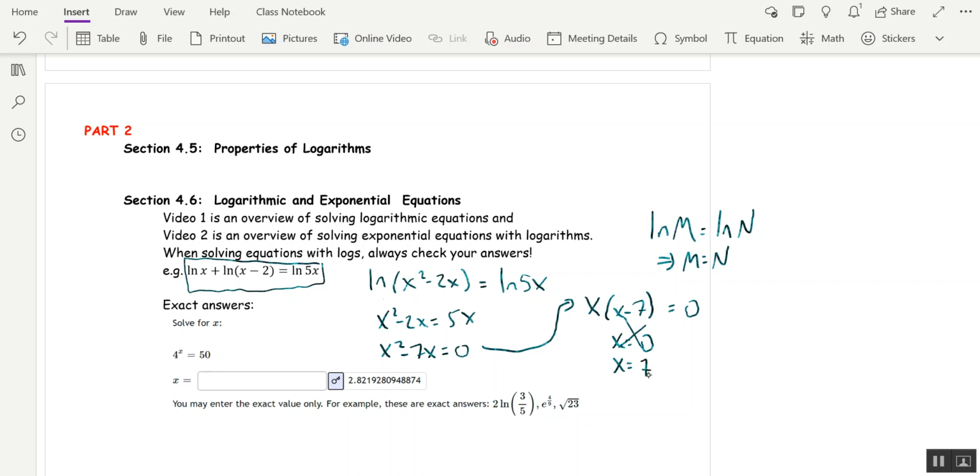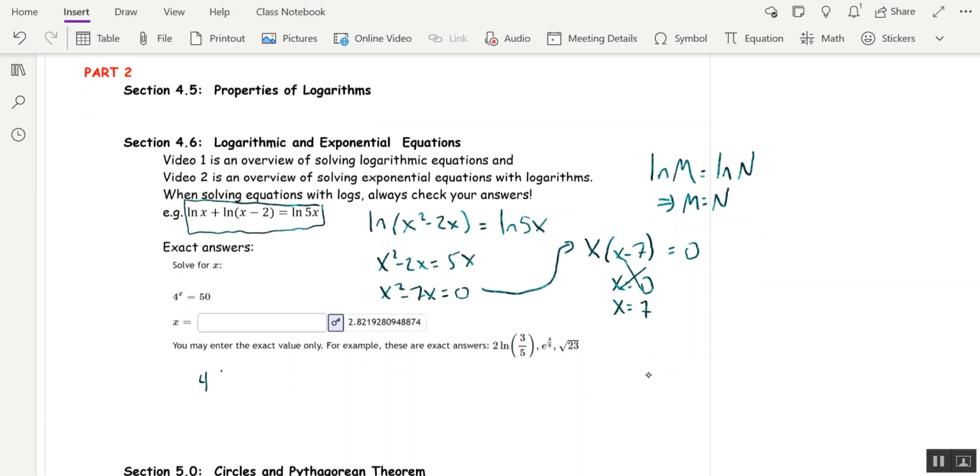So for example, if you want to solve 4 to the x equals 50, here's how I would do it. Take the natural log of both sides. ln of 4 to the x is ln of 50. Now use the property of logs that exponents can come down as coefficients. x ln 4 is ln 50. So now divide both sides by ln 4. ln 50 over ln 4, there's your answer. If you put that into the answer box, you will get it correct.